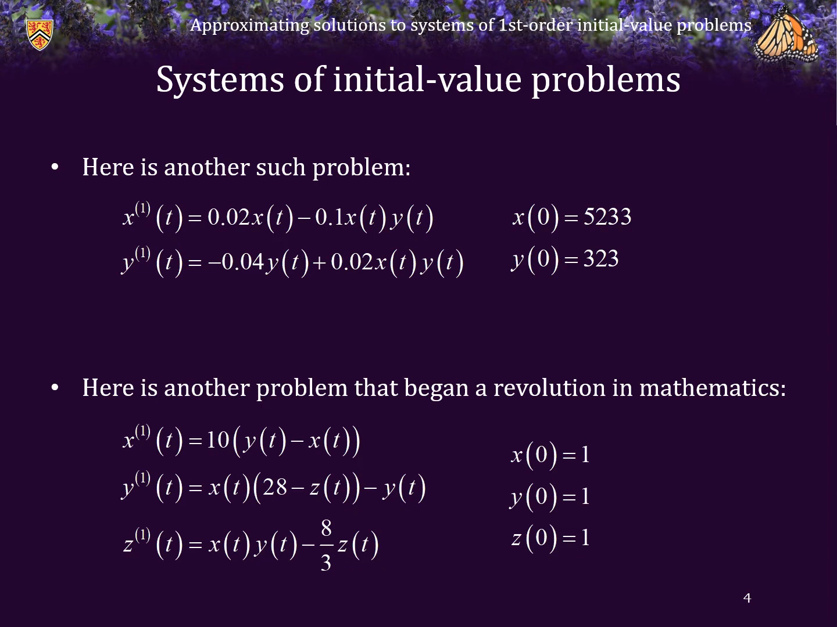Here is a system of three initial value problems. And as you can see, they are coupled. So the derivative of x of t depends both on x and y. The derivative of y of t depends on x, y, and z, as does the derivative of z. And again, we have an initial condition that at time t0 equaling 0, all three of these functions are equal to 1.